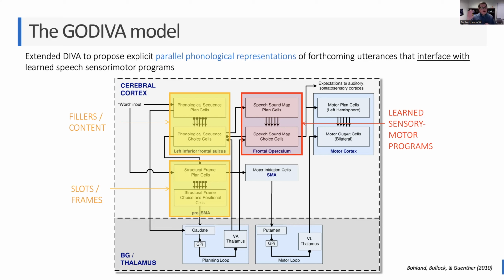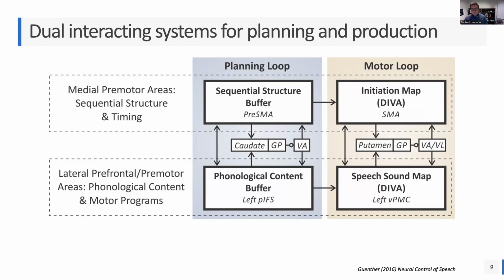a breakdown of more abstract kinds of sequential representations in the medial premotor areas of the brain, such as the pre-SMA, as we suggested here, and more kind of action-based representations along the lateral surface of the brain, as we've proposed here in this model. This is kind of a more simplified version that appeared in Frank Guenther's 2016 Neural Control of Speech book. And you can see this breakdown, as I mentioned, between the medial premotor areas, which are hypothesized to be more involved in sequential structure and timing, and the lateral areas more involved in phonological content and motor programs.